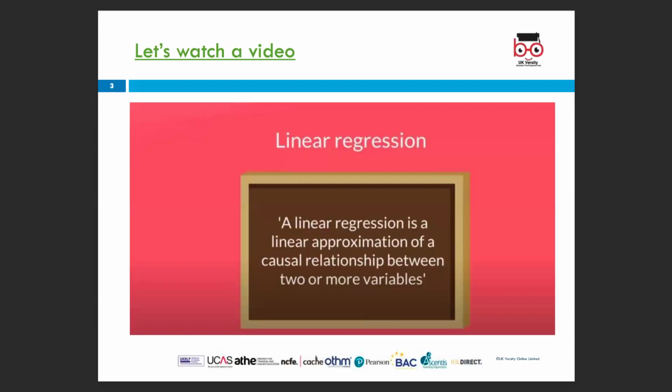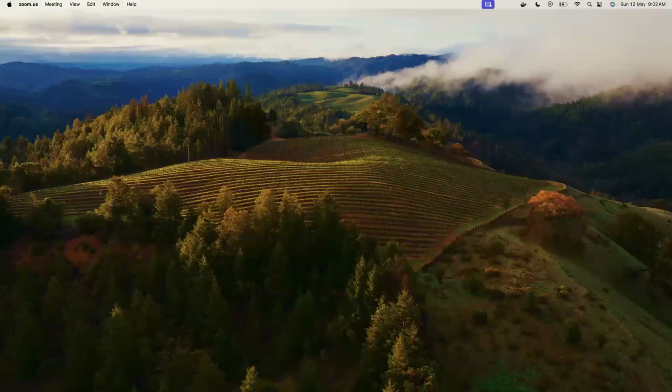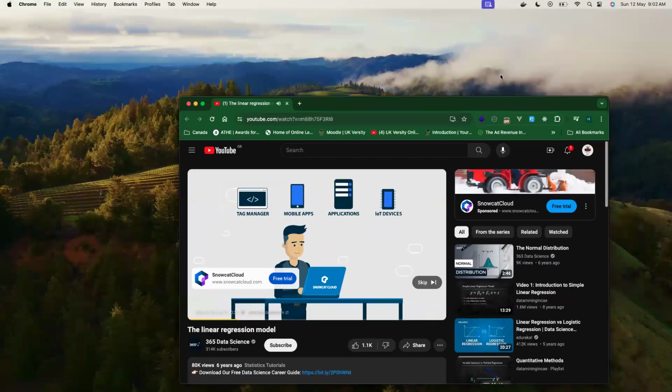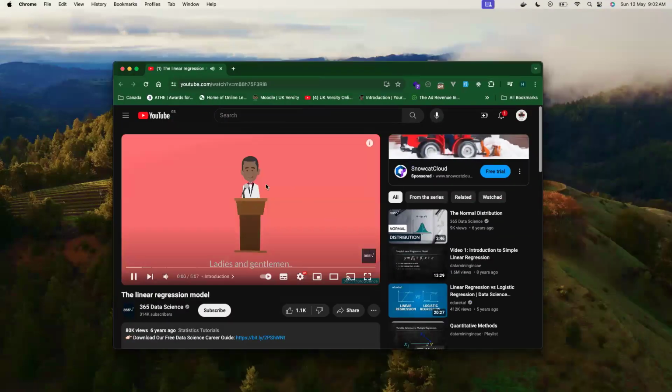Meet Snowcat Cloud, a fully managed snow cloud data pipeline as a service. Now you can own your event data and advance your. Hi.